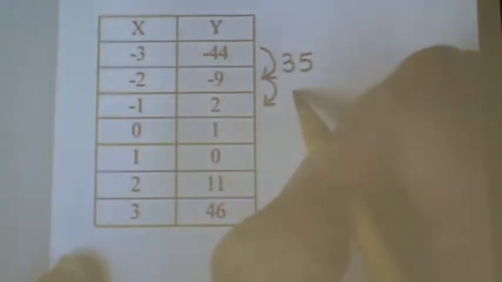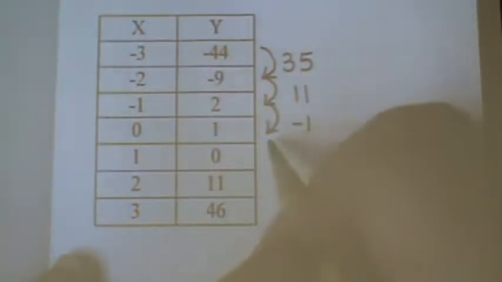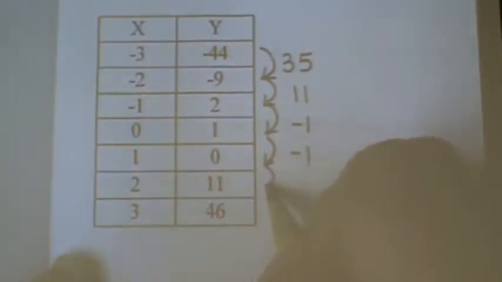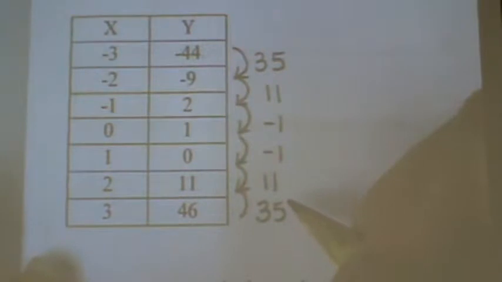How about from here to here? Plus... Here to here. Minus 1. Here to here. Here to here. And here to here. Plus 35. Okay, if these were the same, it would be linear. They're not. So now, how do we go from 35 to 11? Minus 24.